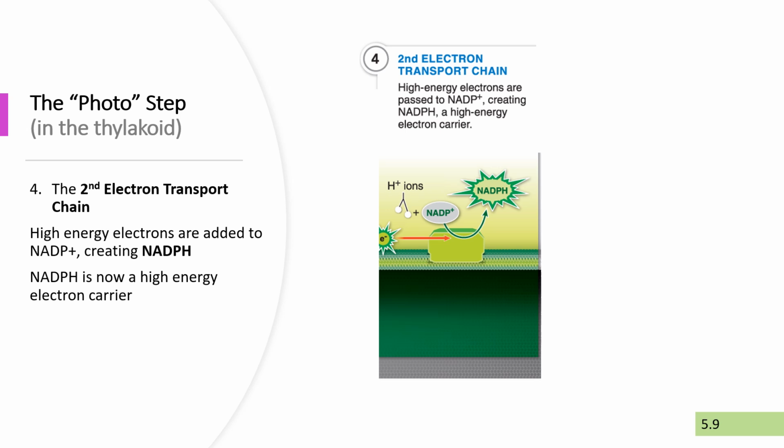The high energy electrons we produced in the NADPH producing photosystem enter the second electron transport chain. They get added to a molecule called NADP+, turning it into NADPH. NADPH is known as a high energy electron carrier because it can hold onto and carry those high energy electrons.